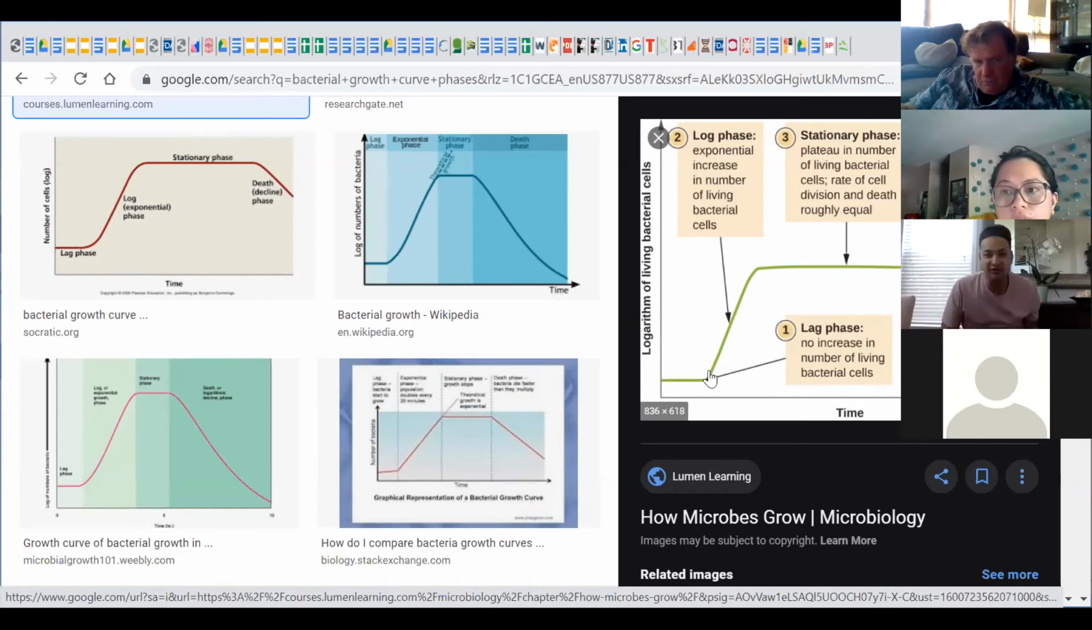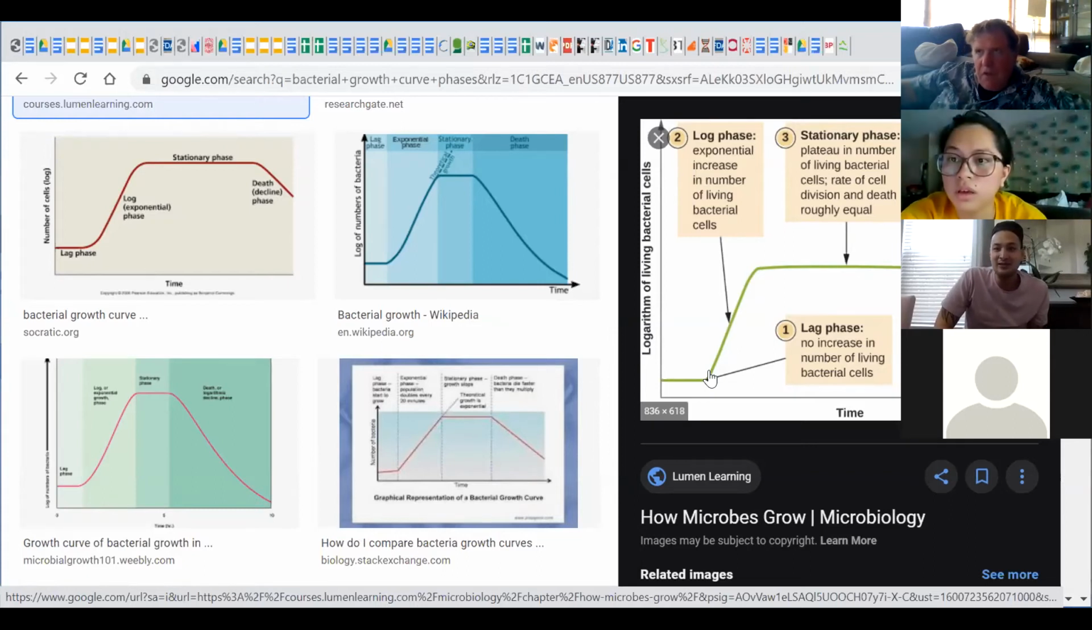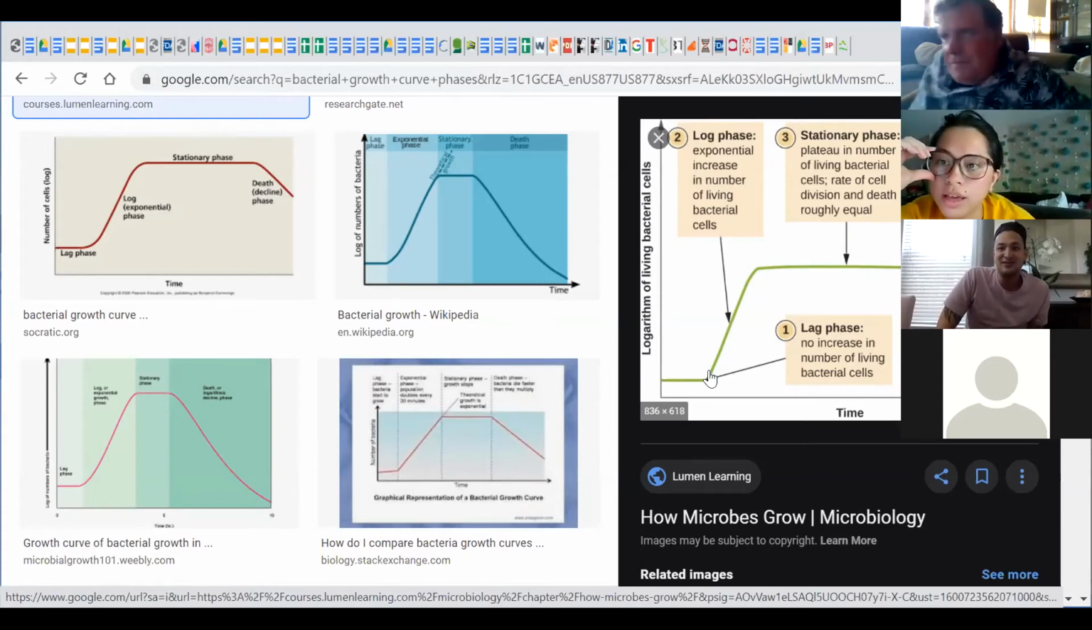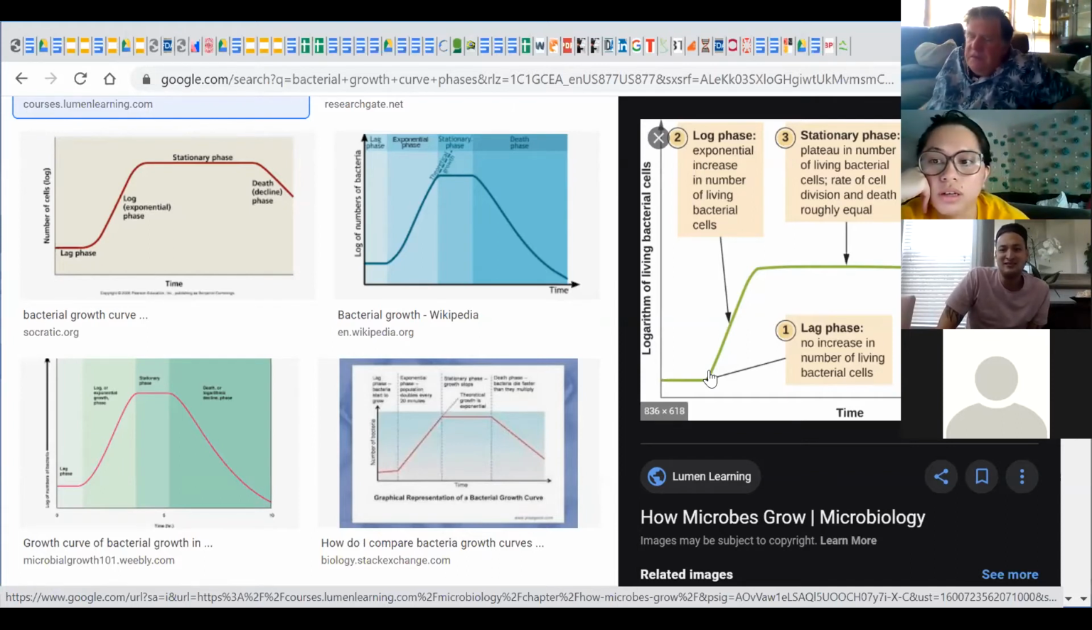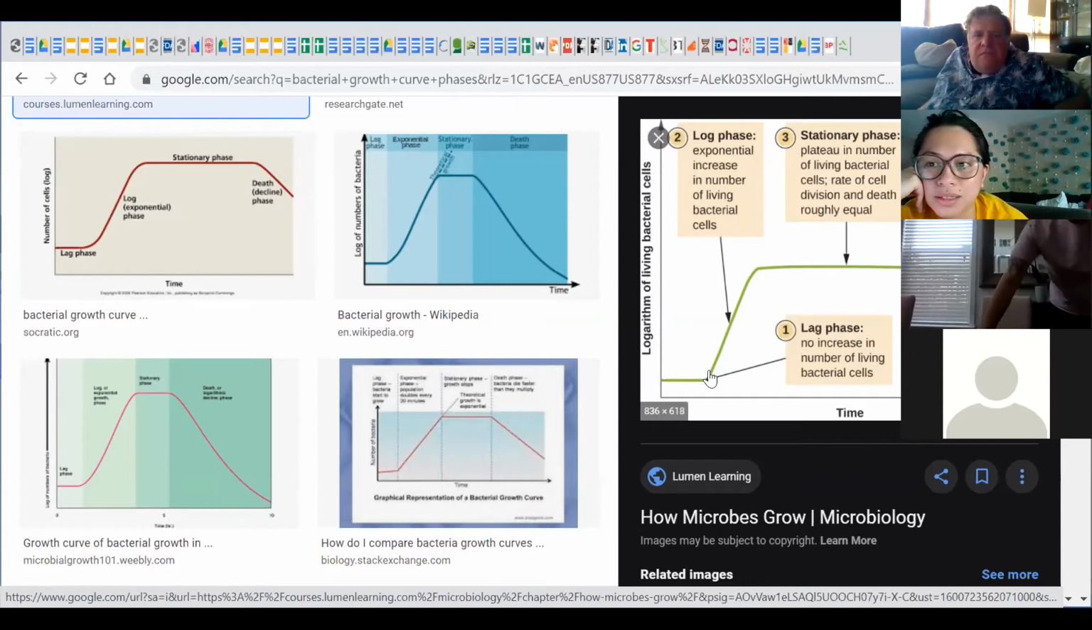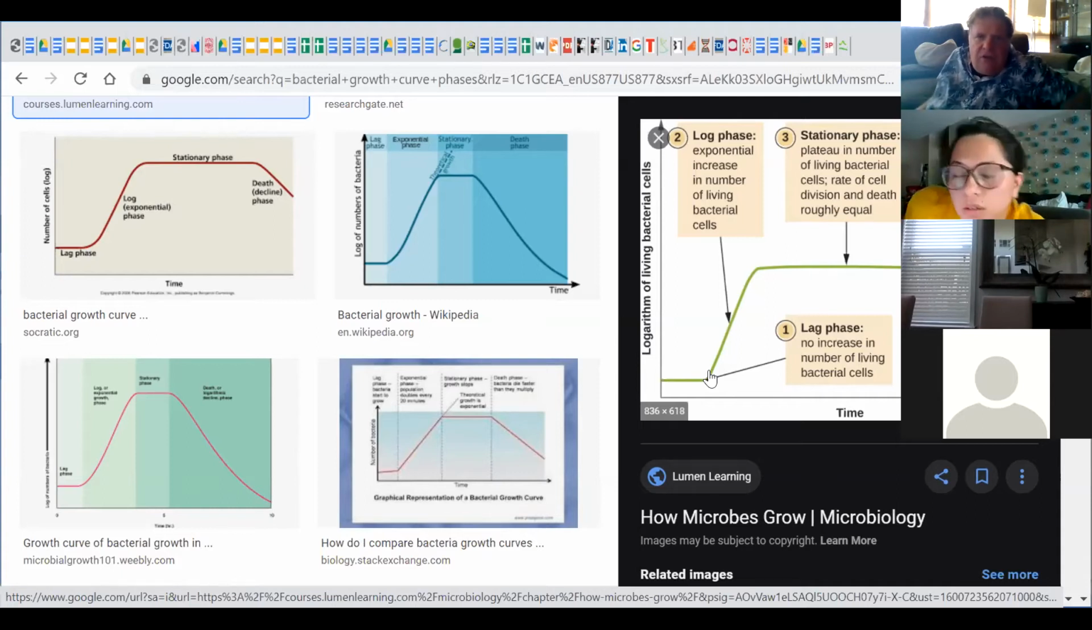Is it because they're still trying to get used to the environment? They need to build cell walls and get healthy before they start reproducing. It's preparing itself for growth and division. It's ramping up its metabolism. I'm liking that one a little bit more. So we're doing specifics.